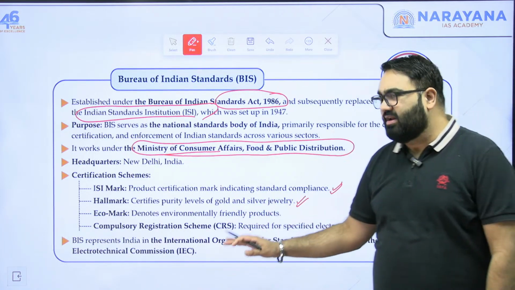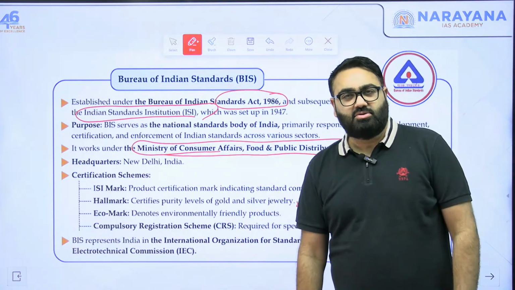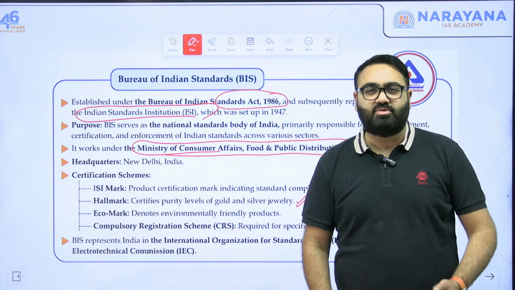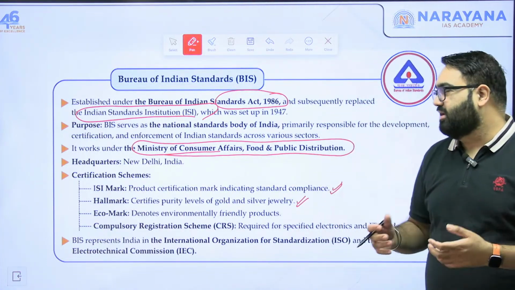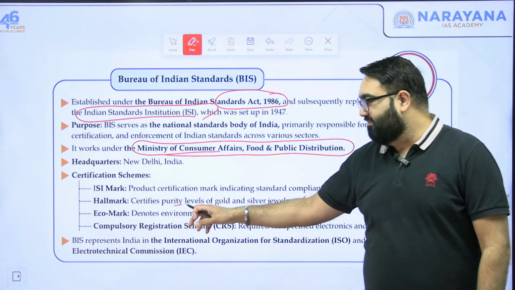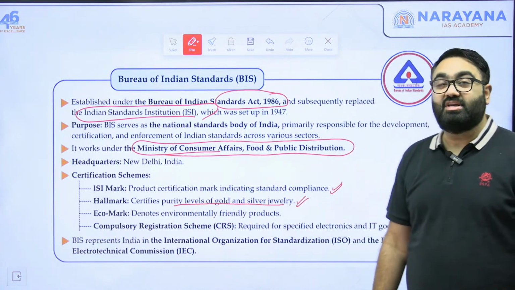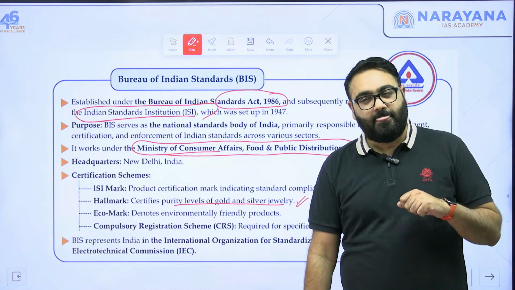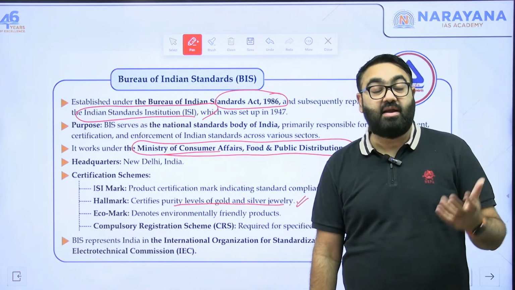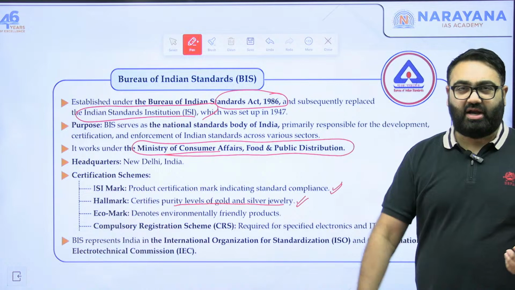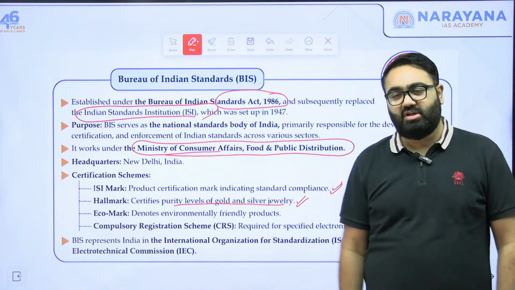Hallmark is specifically for gold and silver jewelry. So when you go to these shops, the high-end jewelry shops, etc., they will say that our product is certified. So who certifies it? Who is the agency behind it? It is the BIS only. In that case, the standard that is issued is called Hallmark. So that is Hallmark jewelry, Hallmark gold and silver jewelry.